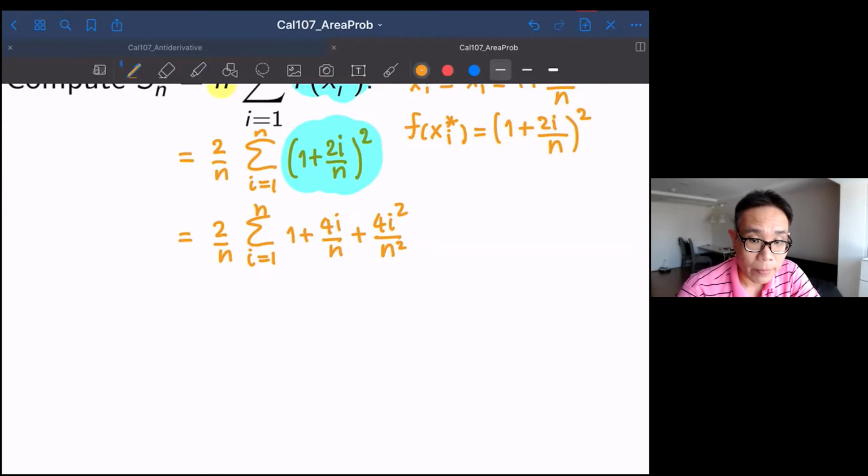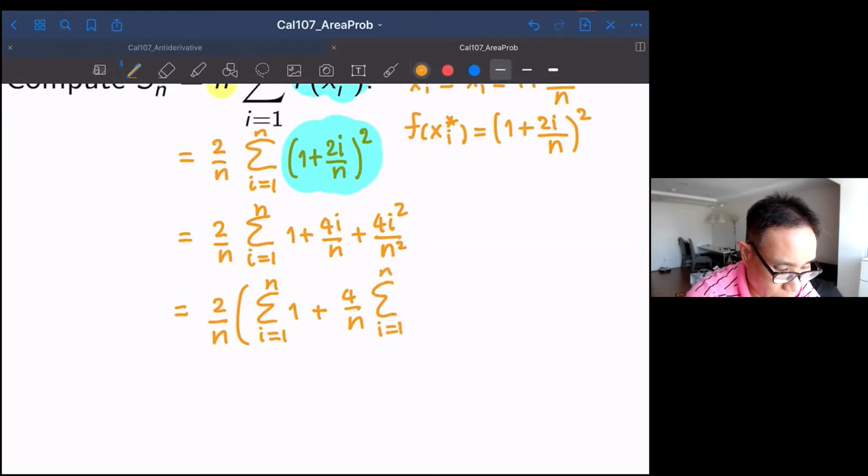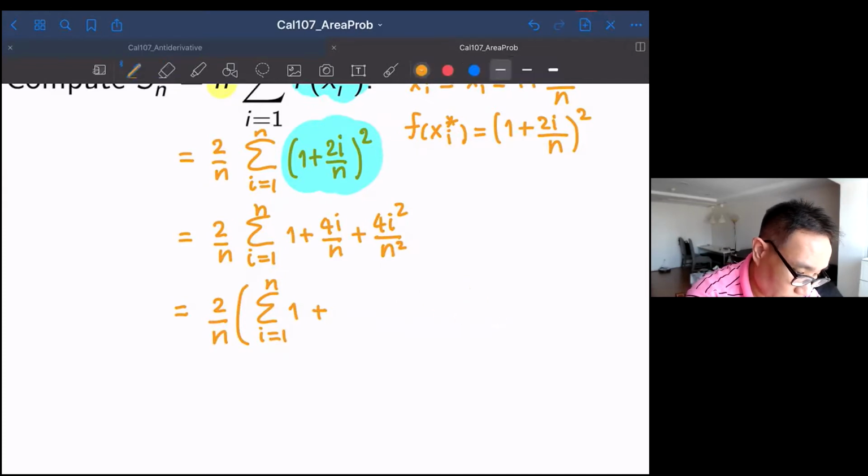Okay. And so you're going to sum this one by simplifying. It's going to be the sum from i equals 1 to n of 1, plus 4 over n times the sum from i equals 1 to n of i. And the next one will be 4 over n squared. Let me explain it this way, it would be better. So this one, you'll be able to expand my sum out.